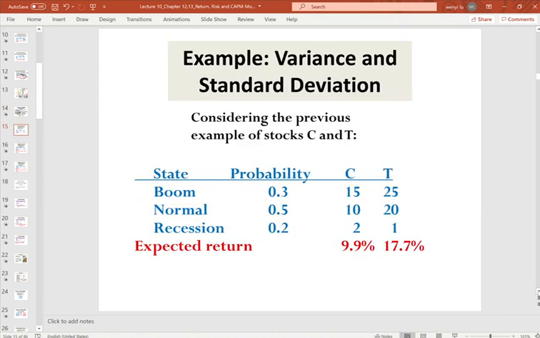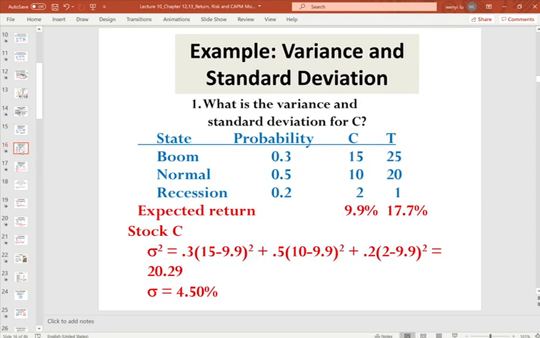So we have still the same numbers we had in the last examples for the C stock and T stock. In the last video, we solved expected return for these two stocks, with these numbers. Now we will continue to solve the variance for C and the variance for T. Those are the two measures for the stock risk. Let's do this now.